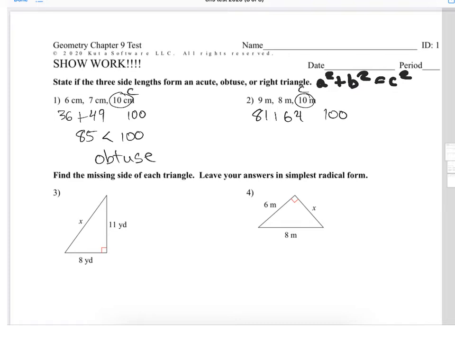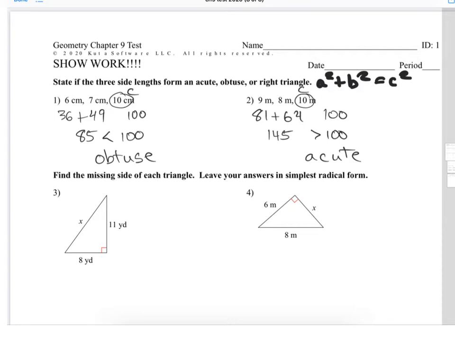And the 8 squared and the 9 squared added together, that's 145. And that is bigger than your c squared. So c squared is smaller, so that means it's acute. You have to remember which one is c, and if c squared is bigger, it's obtuse. If c squared is smaller, it's acute.